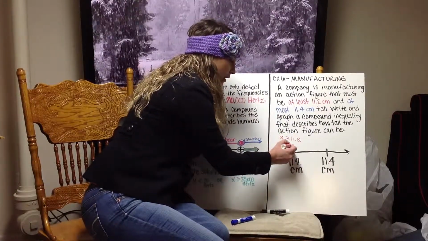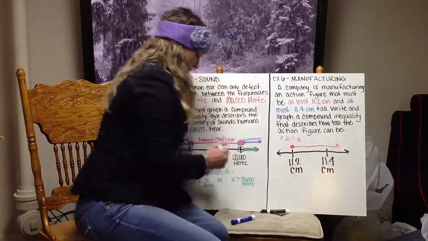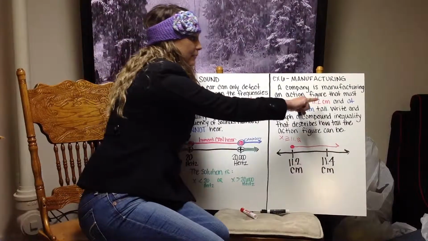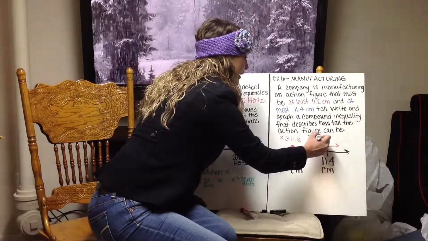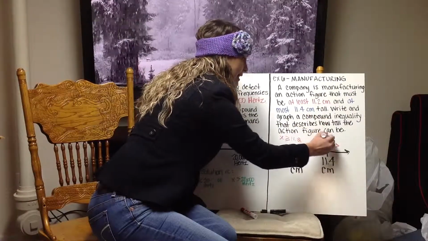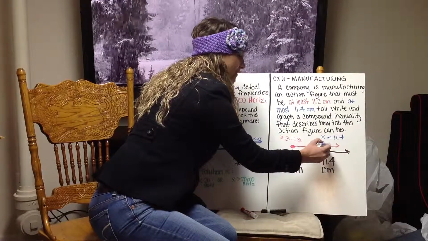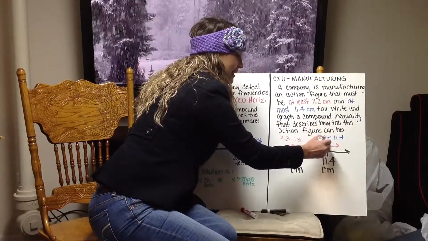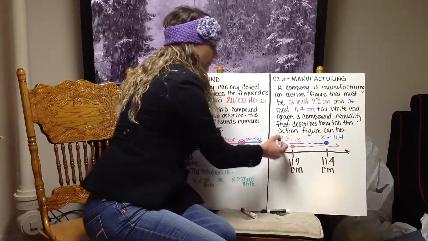So when I graph that one, it's going to be a closed circle going to the right. All of the numbers greater than 11.2. In blue, we're going to graph the at most 11.4, which would be X is less than or equal to 11.4. And again, when we graph that, we're going to put a closed circle on that 11.4 because it is equal, and we're graphing all of the numbers less than 11.4.